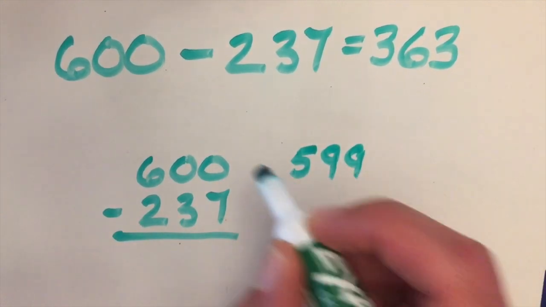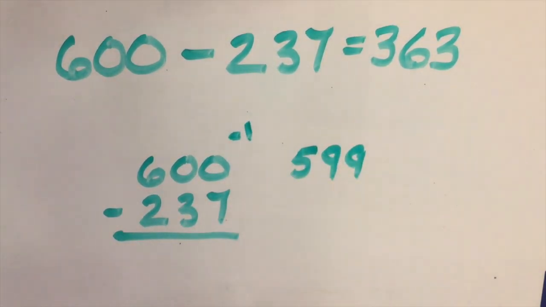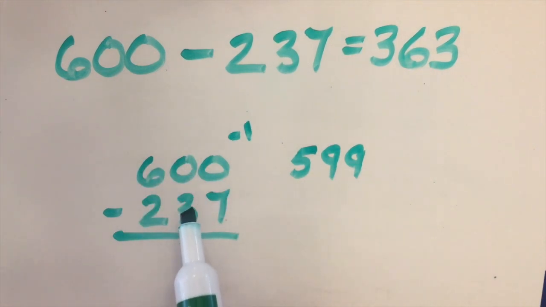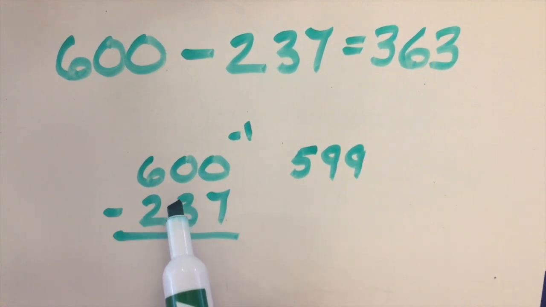So if I was to change this top number to 599, what I'm doing is I'm subtracting 1. I'm taking 1 away from 600. If I take the same amount away from the bottom number, what I'm doing is I'm shifting both numbers down by 1. So the answer, the difference, is going to remain the same.